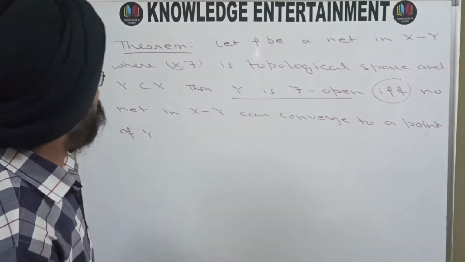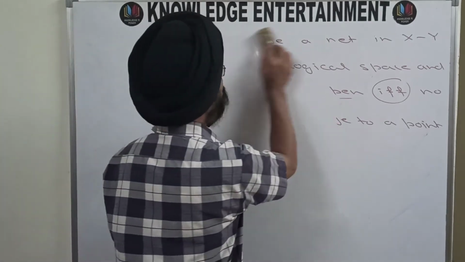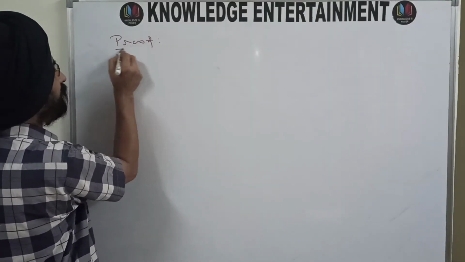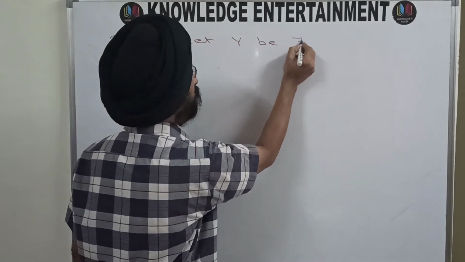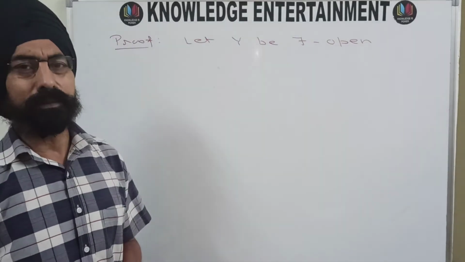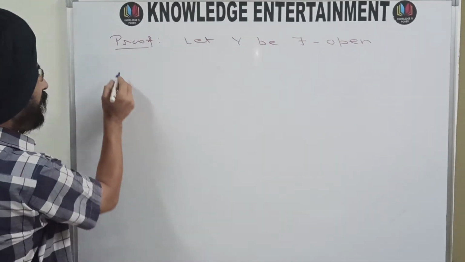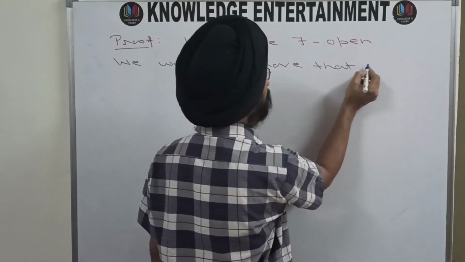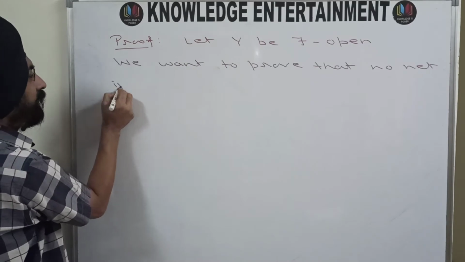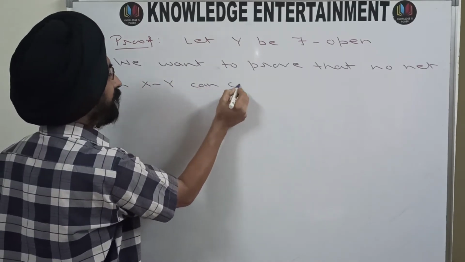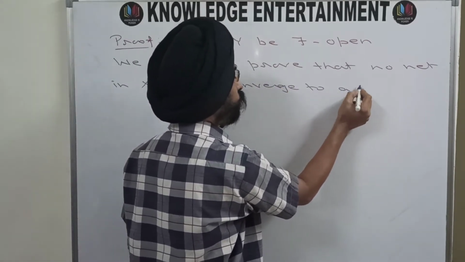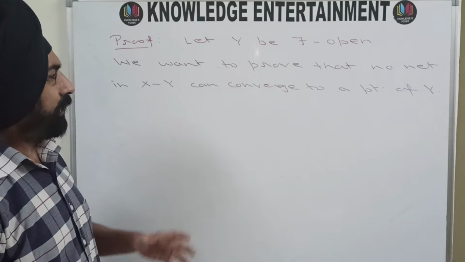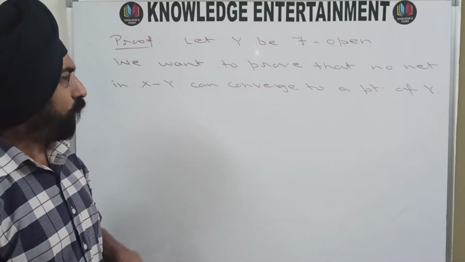So this is the statement of the theorem, and now we are moving towards the proof of the first theorem on nets. So for the direct proof, let Y be tau open, and we want to prove that no net in X minus Y can converge to a point of Y. This we want to show, that no net in X minus Y can converge to a point of Y.